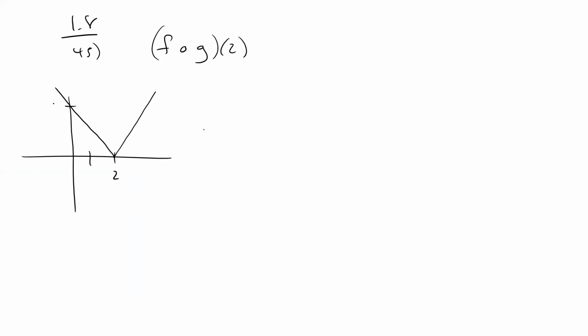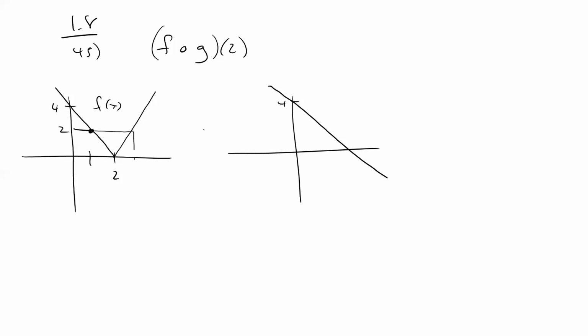It intersects at 4. That's my f function. My g function is just a straight line. It comes down like this, starts off at 4, and we have to pinpoint all these points here. So at 1, it's 2. At 3, it's 2. And at 4, it's 4. So got all these points here that you should recognize.